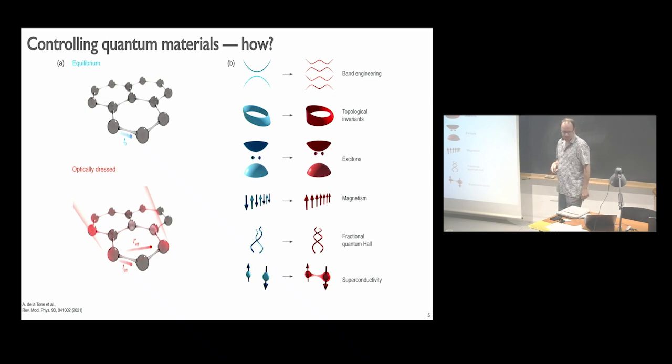Okay. And then, of course, these properties, what could they be? I mean, first of all, I will mention the example of band engineering through this Floquet light matter dressing. Then you can think of, for example, changing topological invariant. There were some talks related to topology also. Maybe you're interested in excitons. This is a very incomplete list, of course. Maybe magnetism. You can think of some strongly correlated states, such as the fractional quantum Hall state, or maybe superconductivity, if you like that, or charge density waves, or what have you.